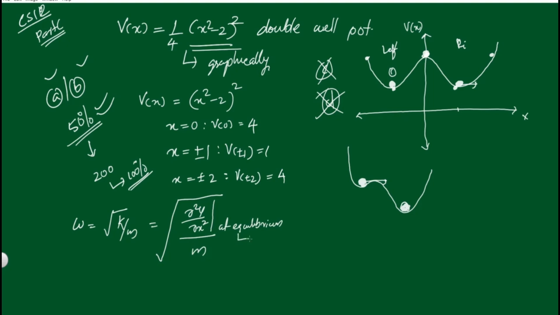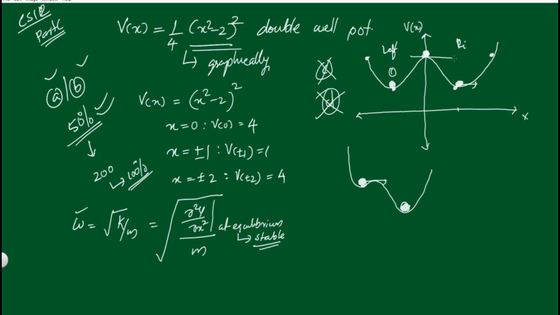And at which equilibrium? At a stable equilibrium. Why? Because then only it will execute periodic oscillations, right? Now we have to find out what are the stable equilibrium points. Now we have the figure. So which one will be the stable equilibrium point?